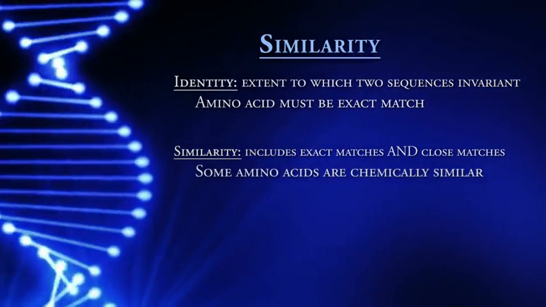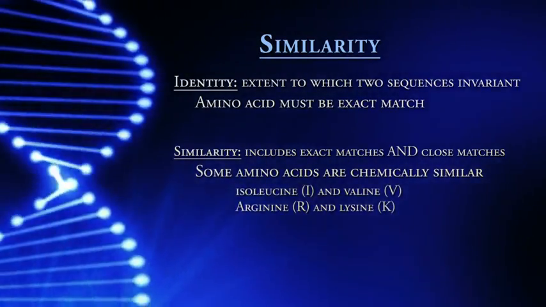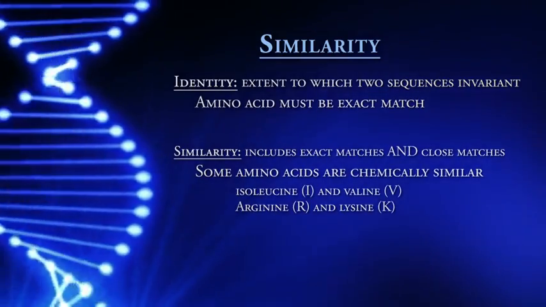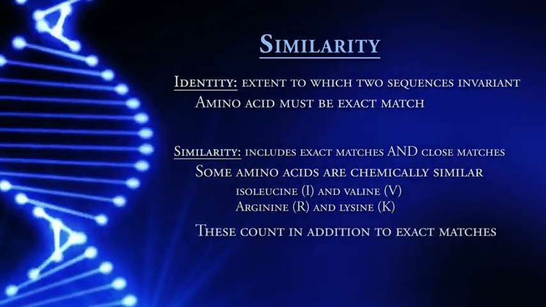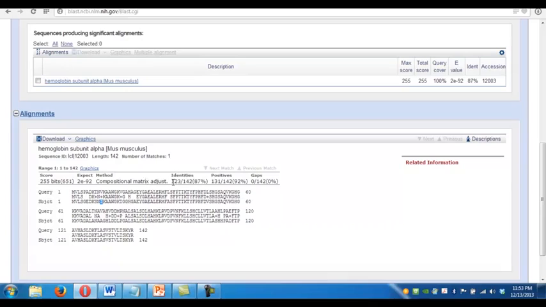Now note that some amino acids are chemically very similar. For instance, isoleucine and valine, and arginine and lysine. Arginine and lysine are the two positively charged amino acids, so they're very similar in chemistry. So we count those in addition to the exact matches when we measure similarity. The alignment we just saw was 87% identical and 92% similar. What that means is that 87% of the positions were exact matches, and an additional 5% included close matches or conserved positions. So we say that these proteins are 87% identical and 92% similar, so very, very close.